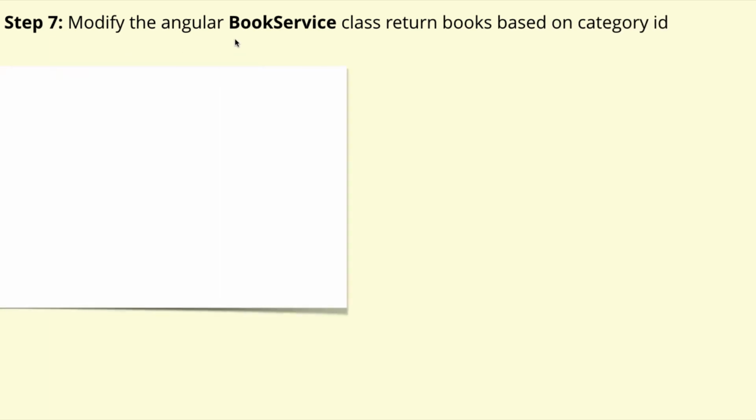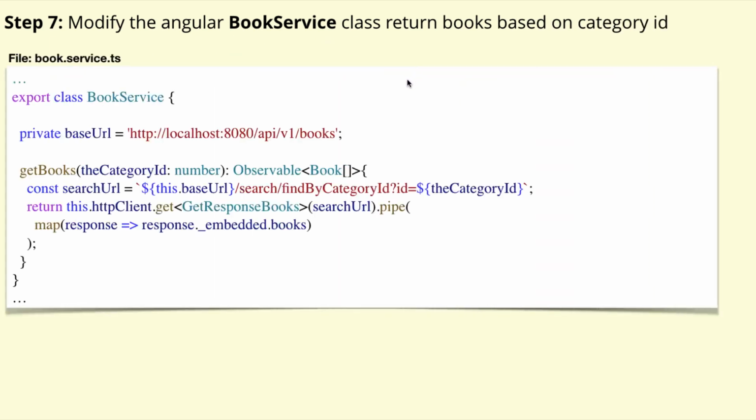The last step is to modify the Angular BookService class to return the list of books based on the category ID. Within the book.service.ts, we have this base URL, and to the getBooks method, we are going to accept the category ID. Inside the getBooks method, we are going to make use of this template string to build the REST endpoint. So we're going to append /search/findByCategoryId to the base URL, and we're going to pass the category ID coming from the method parameter, and this will return the list of books based on the category ID.